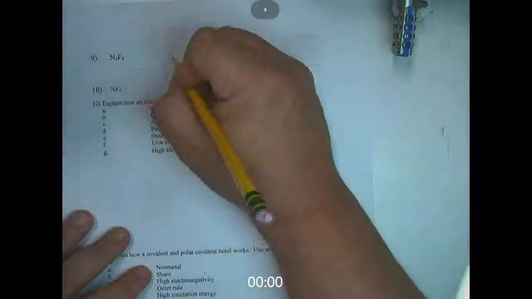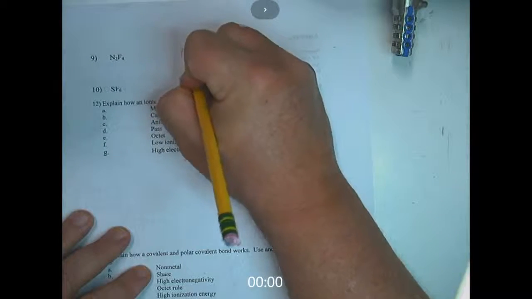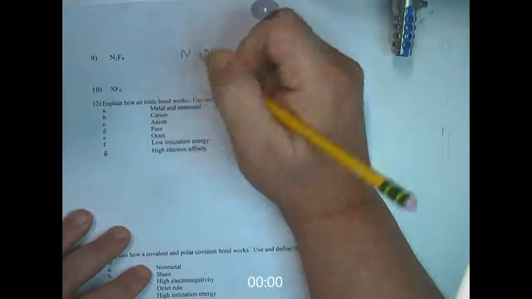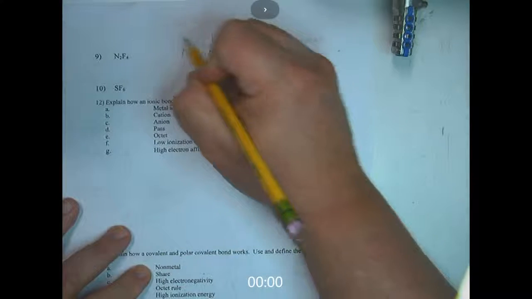Okay, let's go a couple more. The last one's going to be a little bit unusual one, and we talked about it in class, but I'll explain it to you again. So we have N2F4. So again, just assume that it's going to be symmetrical. Fluorine is the most electronegative. So that means nitrogen being less electronegative is going to be the central atoms.